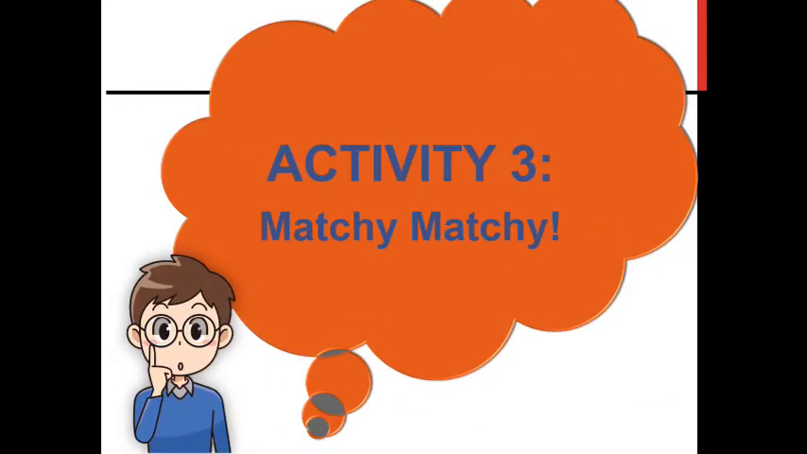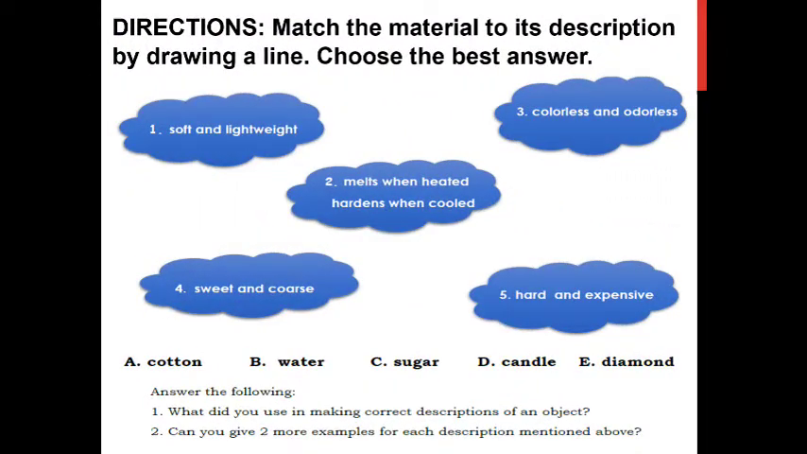Another is activity 3, matchy-matchy. So we have to match the materials to its description by drawing a line. Choose the best answer. So cotton, alin dyan ang kanyang description? Water, sugar, candle, or diamond. Then answer the question, what did you use in making correct description of an object? Then another, can you give 2 more examples for its description mentioned above? So you have to give another 2 examples.